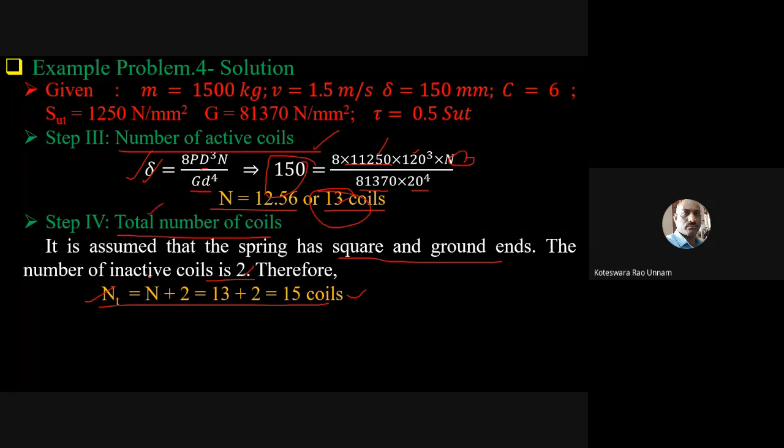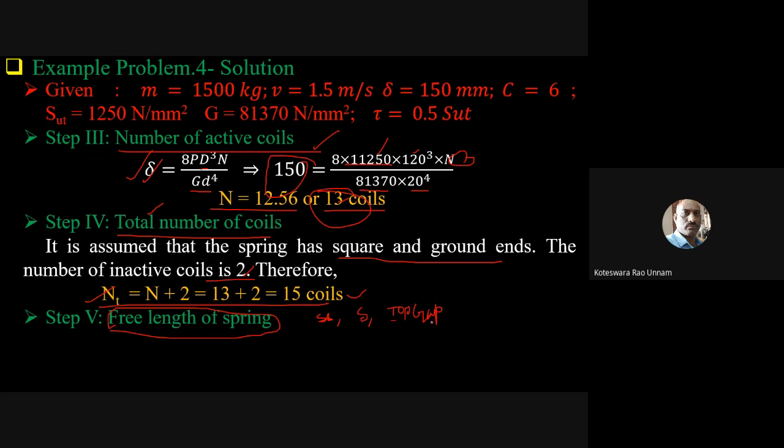Then you need to find the solid length, the free length, and the pitch of the coil. To find the free length of the spring, you should know the solid length, delta, and the total gap between the coils. Sometimes this total gap can be taken as 0.15 times delta, or sometimes they may assume the gap in the range 0.5 to 2 mm. You can assume any value in between.